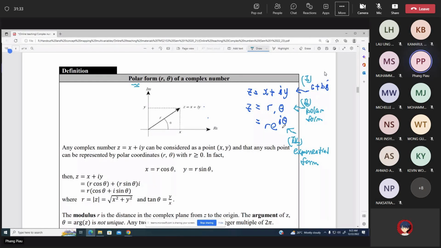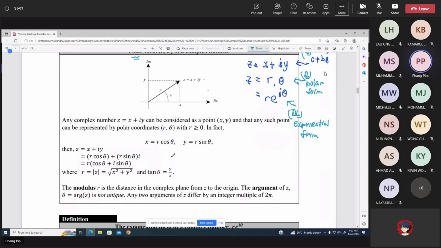Of course, different forms give you different information. The exponential form will give you the angle and the radius, which is not given in this standard form. So that's why we need that. Then you have something very similar to your polar coordinate conversion formula.